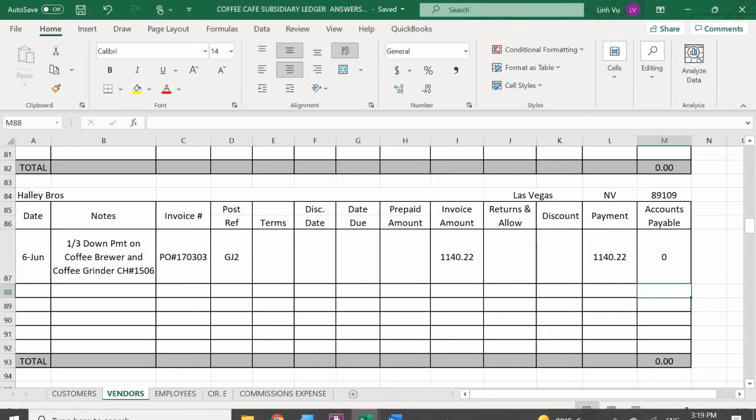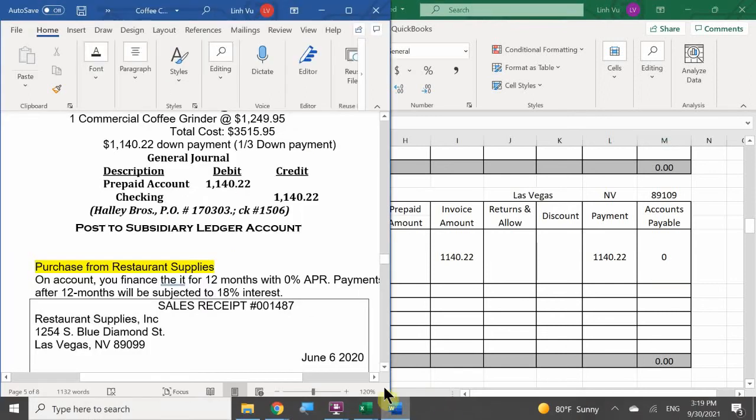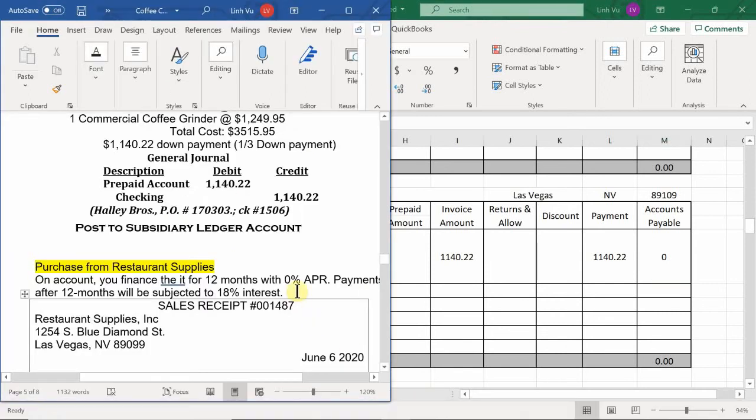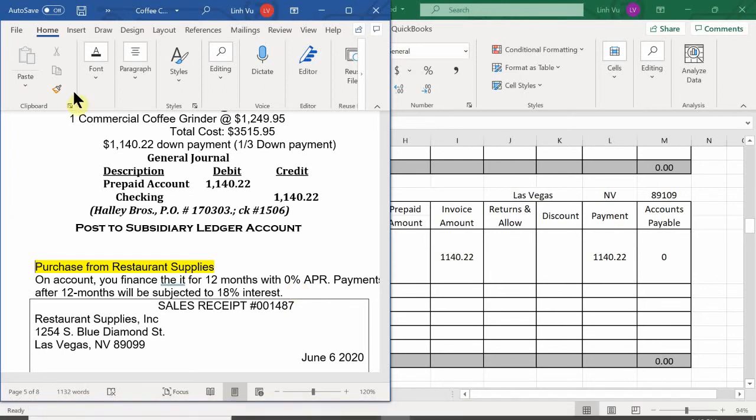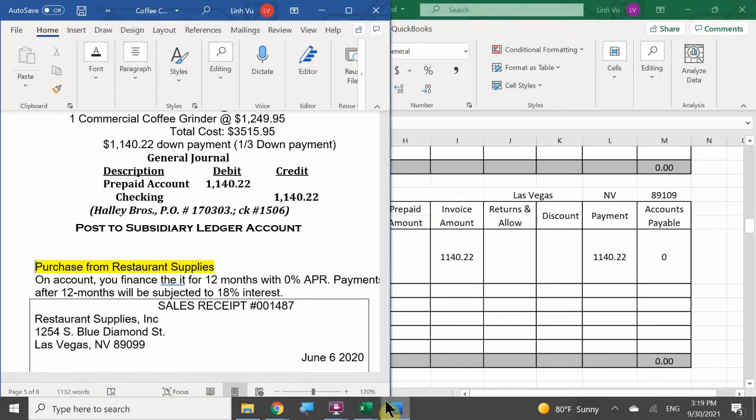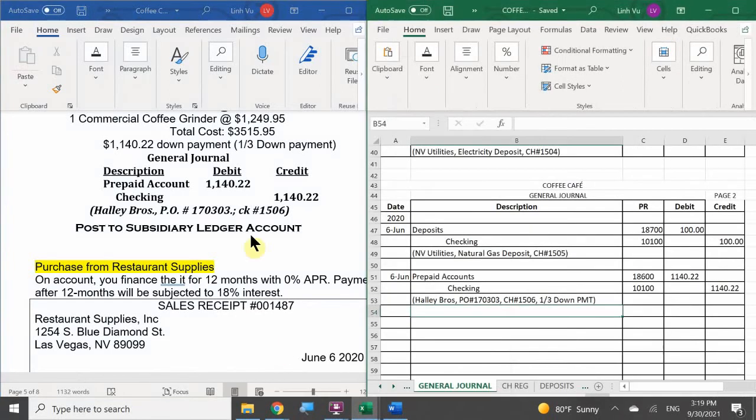Okay, so this is where we last left off, right? We just finished making our down payment to Haley Bros. We made a purchase order and they required a third of a down payment. So there it is. We did our journal, we did our subsidiary ledger, and updated our general ledger. So let's go ahead and see what the next transaction is.